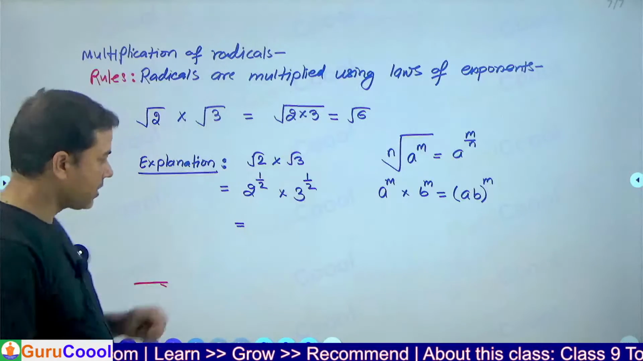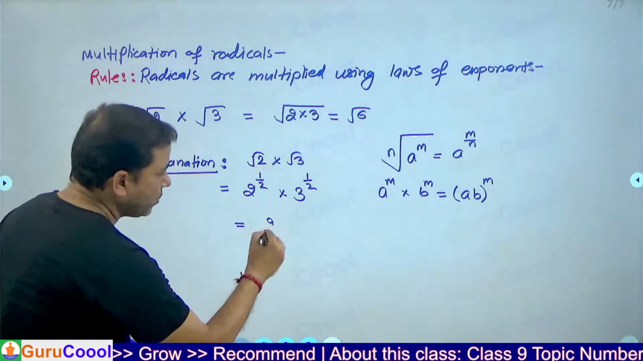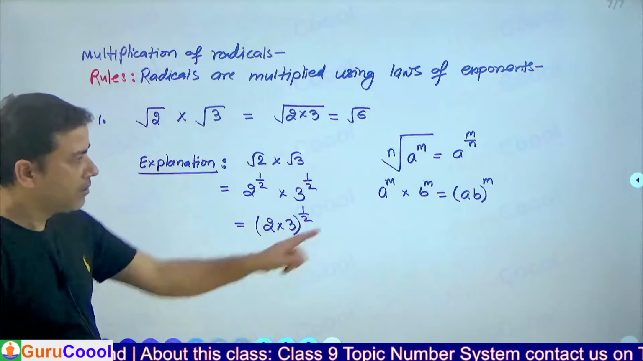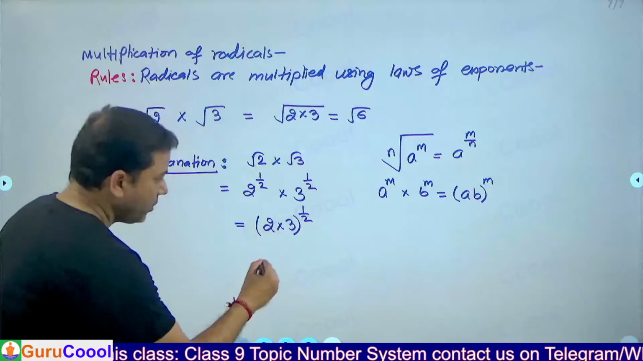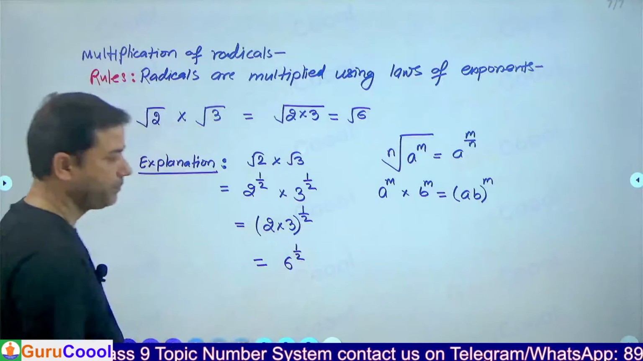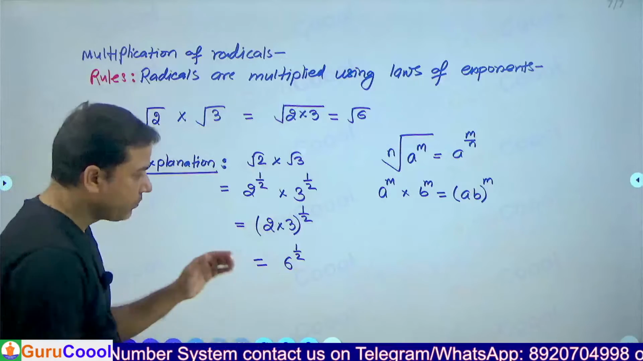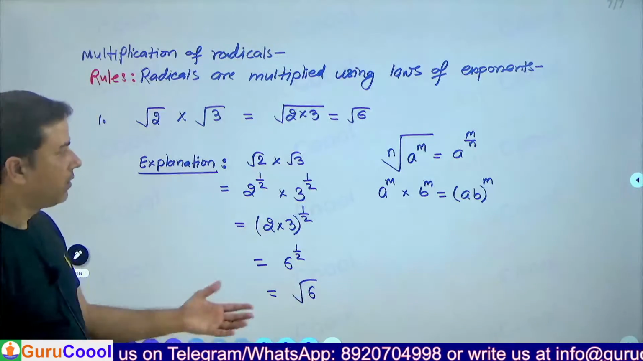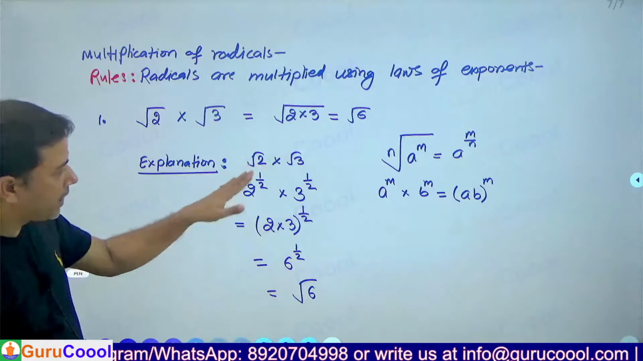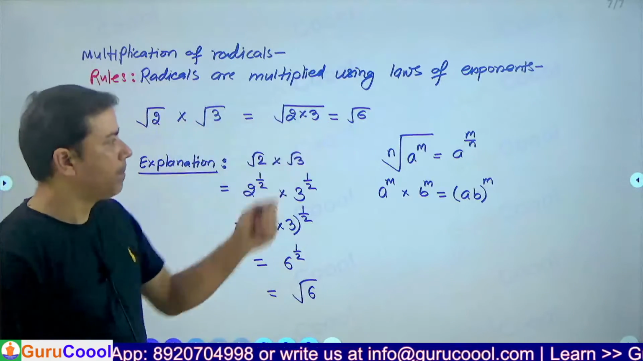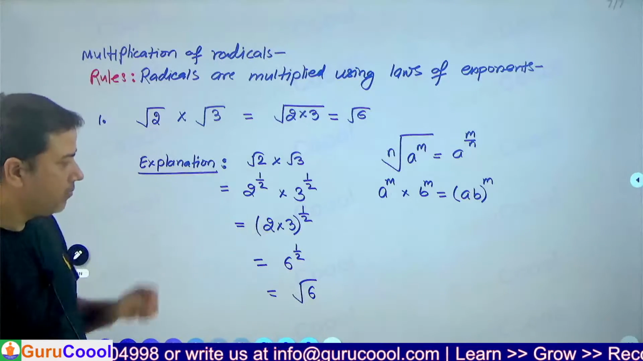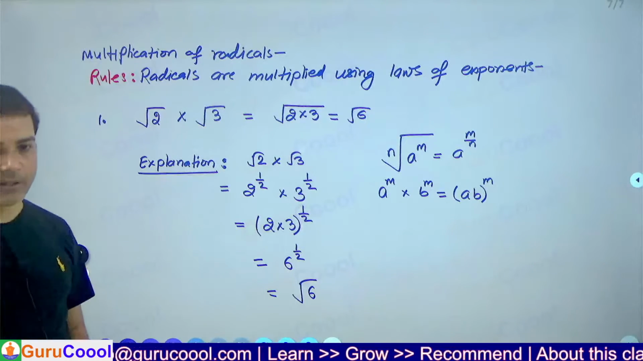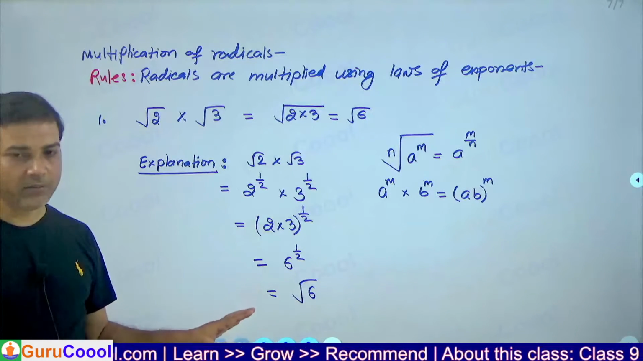Different bases, powers same. So I'll multiply the two bases together, power will be same. That is the rule I applied here. Now it's going to be 6 raised to the power 1 by 2, which further can be written as root 6. Yes, sir. 1 by 2 equals root. So this is the further explanation, the deeper explanation of why it happened. Laws of exponent are applied here. I think it's more clear now.